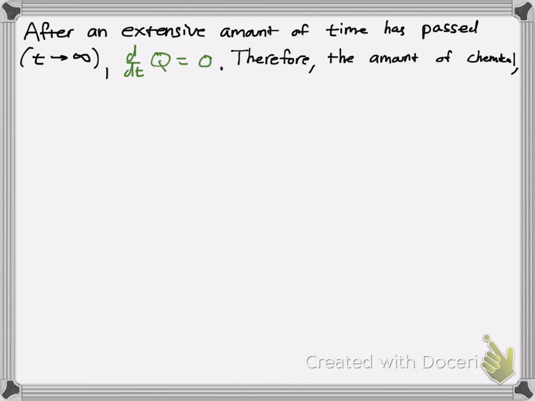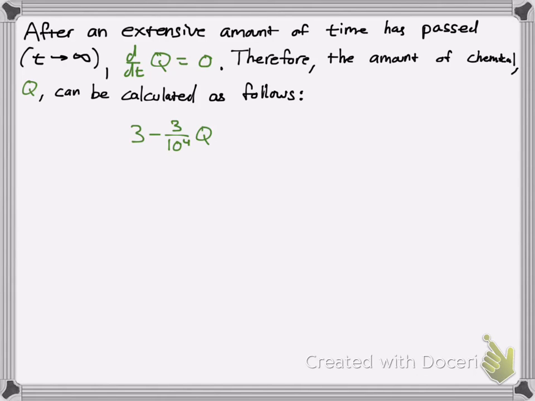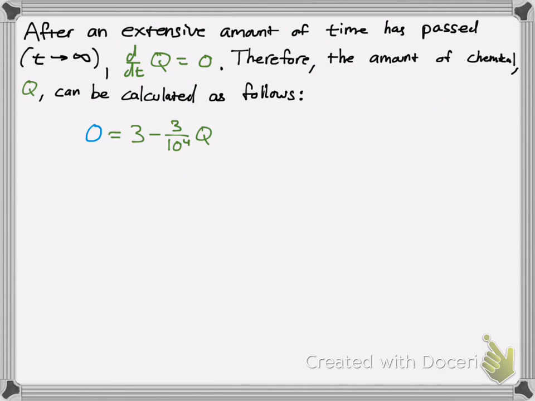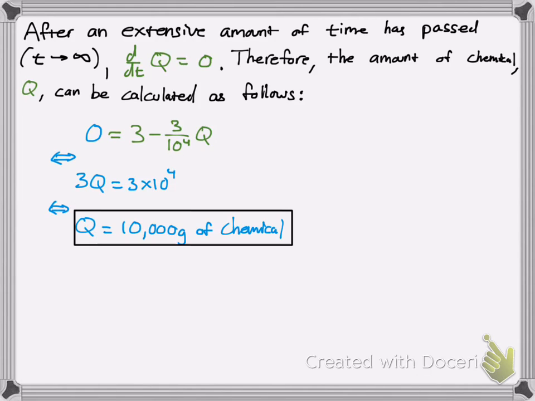And therefore, the amount of chemical, Q, can be calculated as follows. All you do is set dQ/dt equal to 0. So we have our previous equation here, which is 3 minus 3 over 10 to the fourth Q, and we're setting that equal to 0, because after a long time has passed, the rate at which the chemical is coming in and out will be effectively 0. And this can be written by solving for Q. We just show our work and our calculations, and we can calculate that 10,000 grams of chemical will be in the tank after a lot of time has passed.